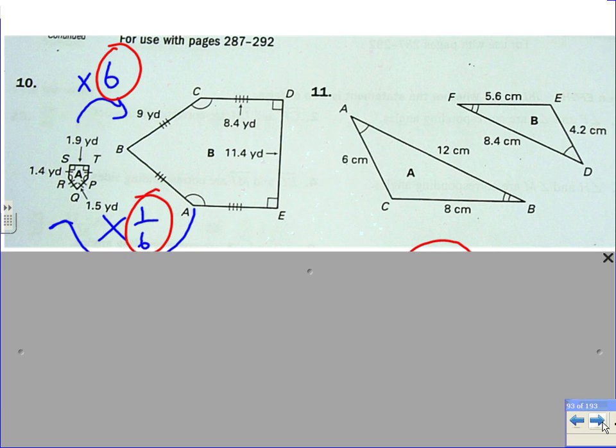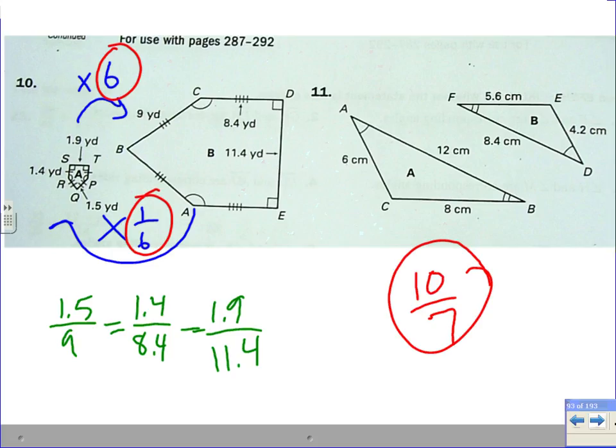Okay, number 10 should simplify, it would help if I had mine, to 1/6. Okay, so all of this reduces to 1/6. No matter which one you use, kind of like Charles said, you still get 1/6. Number 11 reduces to 10/7.